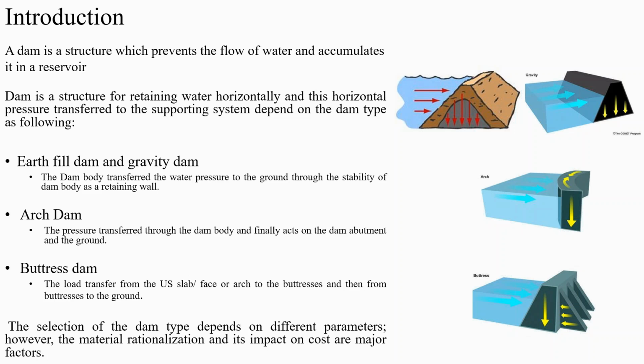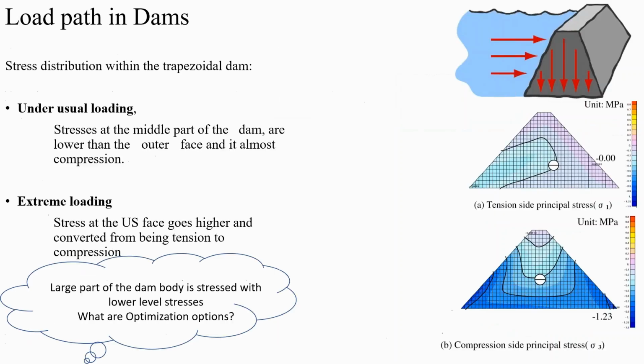The selection of the dam type depends on different parameters. We cannot cover it today. However, the material rationalization and its impact on cost is a major factor. For example, stress distribution in a trapezoidal dam body. Stresses in the middle part of the dam are lower than the outer face, and all are almost compression.